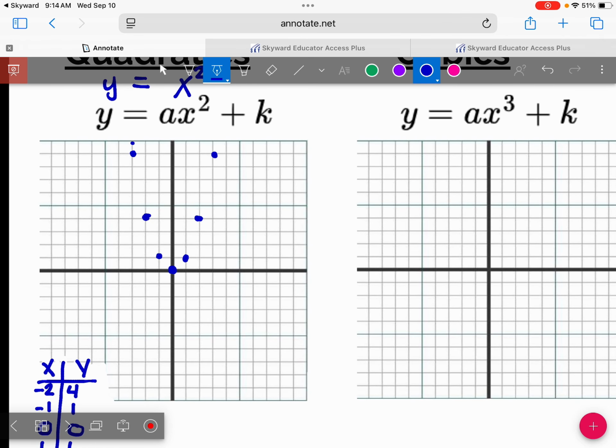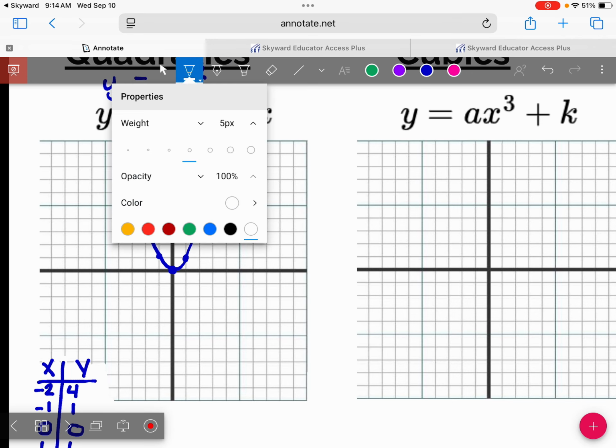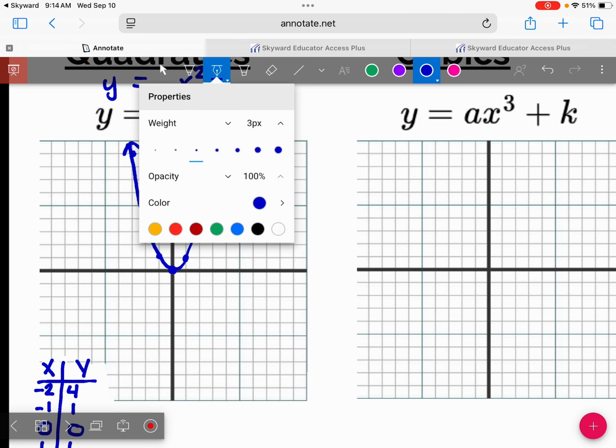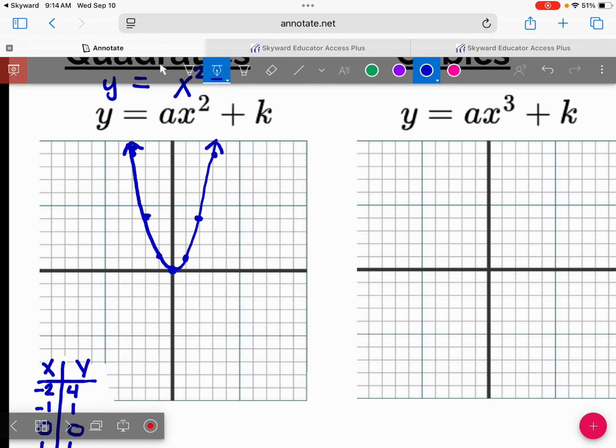But for our x squared, this is kind of what it looks like. These ones we don't use rulers on. We can't, because it's not a line. So it's going to be kind of U-shaped. Those are our quadratics.